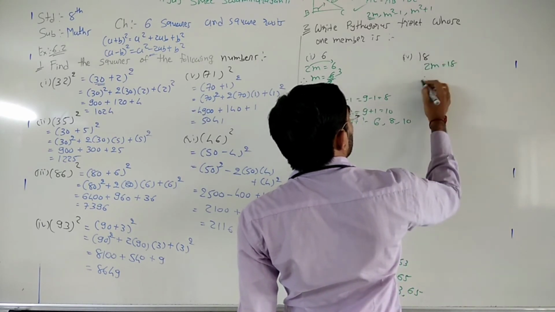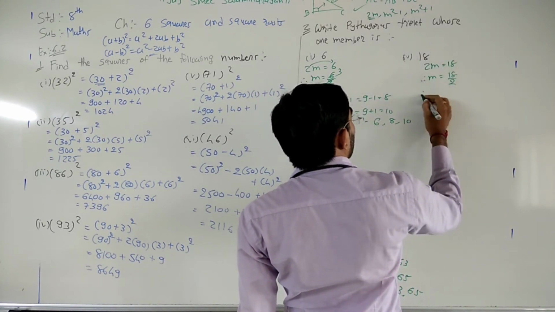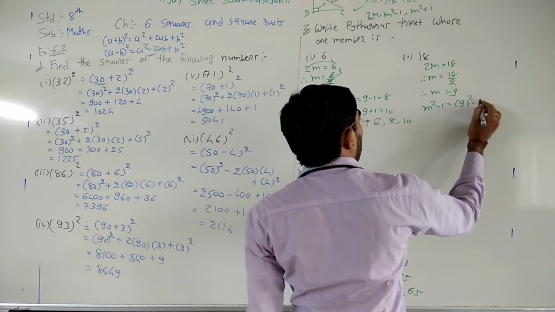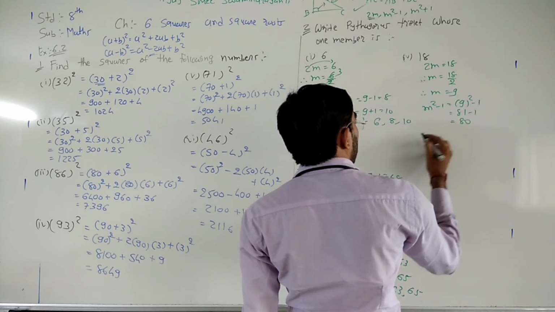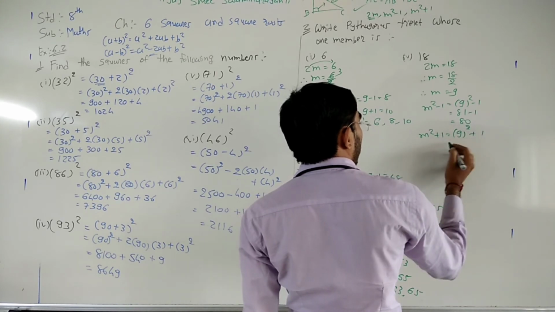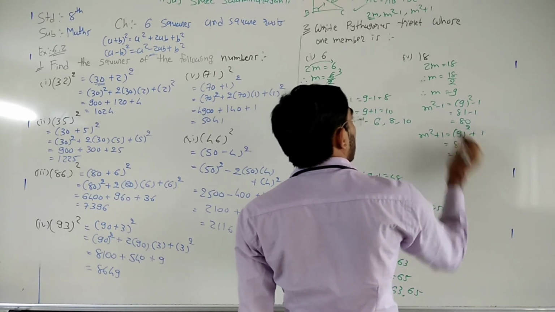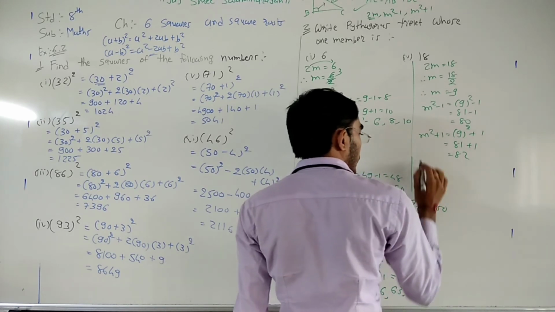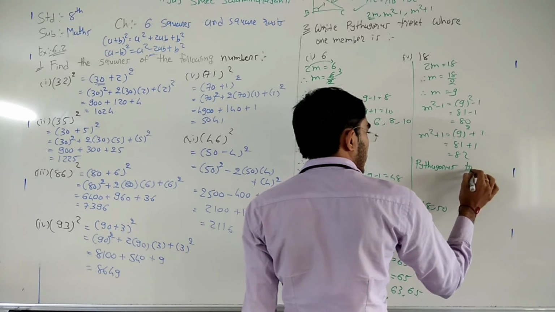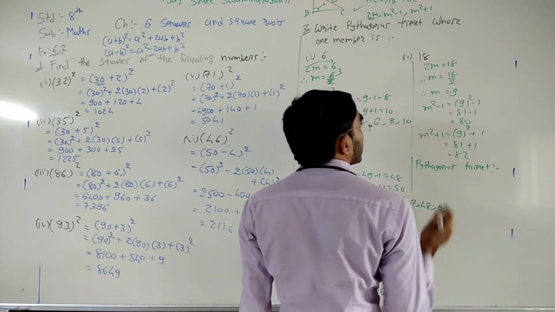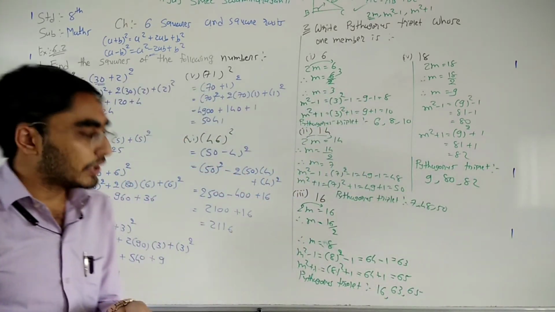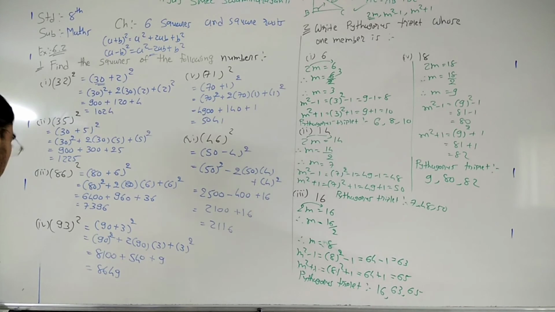Same thing we need to apply here. 2m is equal to 18. m is equal to 18 by 2. m is equal to 9. Now m square minus 1: 9 square minus 1, 81 minus 1, 80. And m square plus 1: in place of m, put the value 9. 9 square, 81 plus 1, 82. Okay, so here the Pythagoras triplet is one side 18, 80 and 82. Okay, so in this way we can find the Pythagoras triplet.